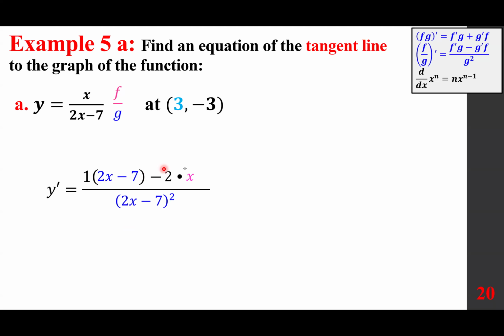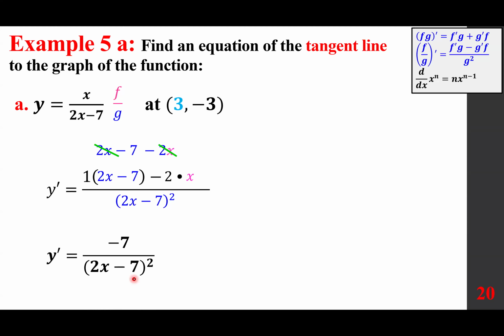2x minus 7 minus 2x. 2x and minus 2x cancel each other. So y prime is negative 7 over 2x minus 7 quantity squared. Bear in mind, this is the derivative of the function y or f of x. It is not the slope. The slope at any specific point you have to plug in.